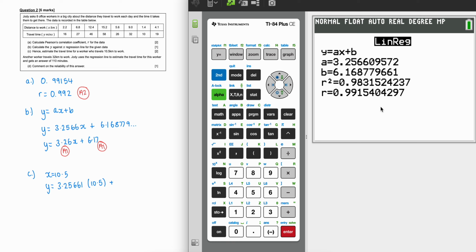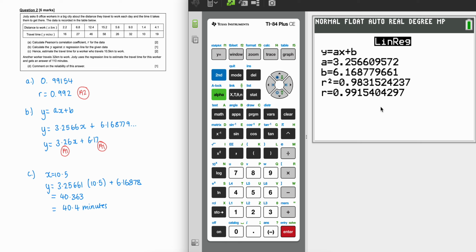my 6.16878. Oops. And if I type that in, that then gives me 40.363, and you can use your calculator if you need to at any of these points as well, or 40.4 minutes. Okay, because we're told that it's calculated in minutes and kilometers.